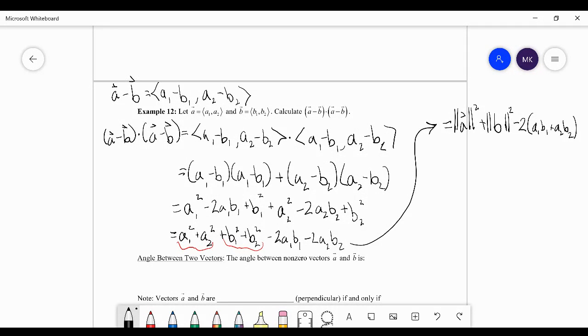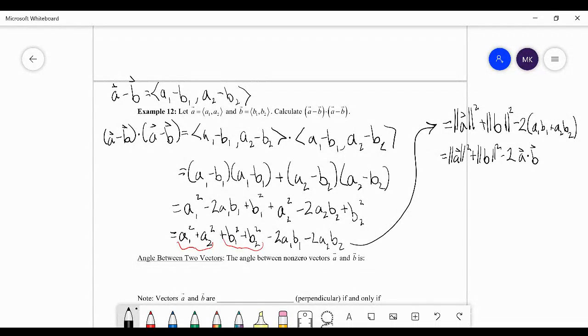I recognize the fact that a1 squared plus a2 squared is the magnitude squared of a. And then I factored out the negative 2. And so if we're careful, we can see that a1 times b1 plus a2 times b2. So we have our magnitude of a squared plus our magnitude of b squared minus 2 a dot b. And that's it.